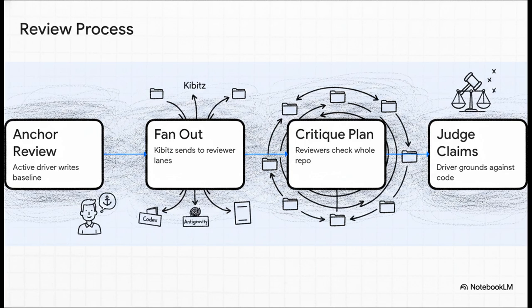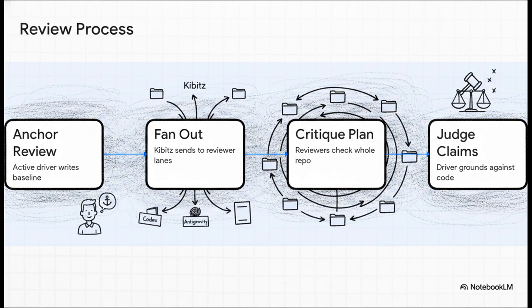Now, this is a highly structured workflow. In step 1, your active driver, let's say you're using Claude, writes a baseline grounded anchor review. In step 2, Kibitz fans out to the other reviewer lanes, like Codex and anti-gravity. Step 3 is where the magic really happens. Those reviewers independently critique the driver's plan against your entire repository.